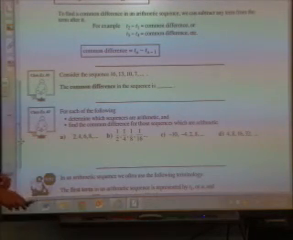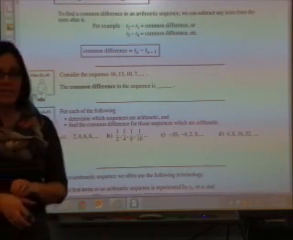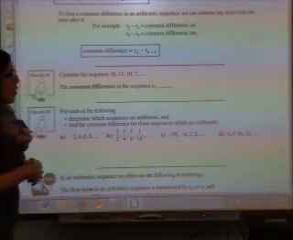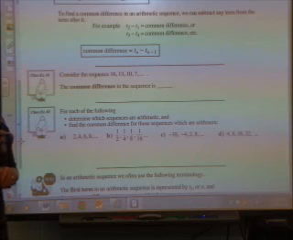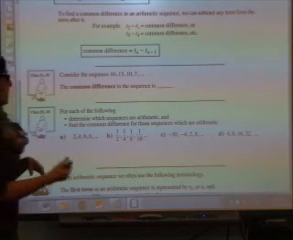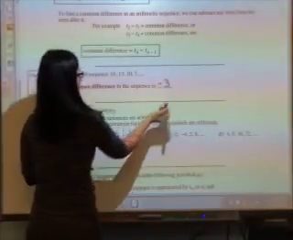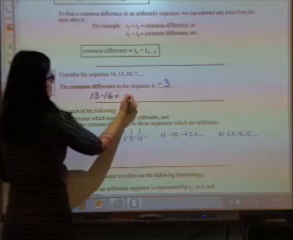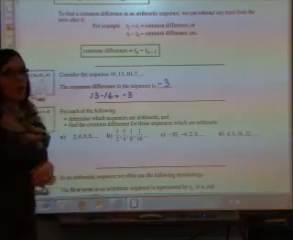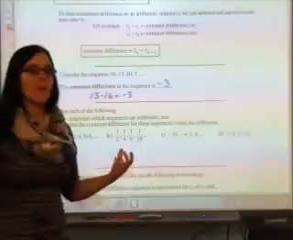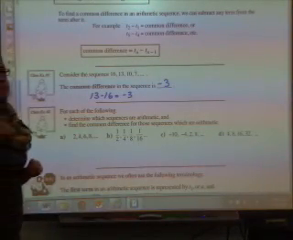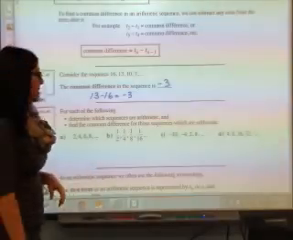So if I look at class example number 1, I have the sequence 16, 13, 10, 7. What would my common difference be? -3. Because I would take any two terms and subtract them. And it's always the later term minus the preceding term. So the second term minus the first term, or the 7th term minus the 6th term.